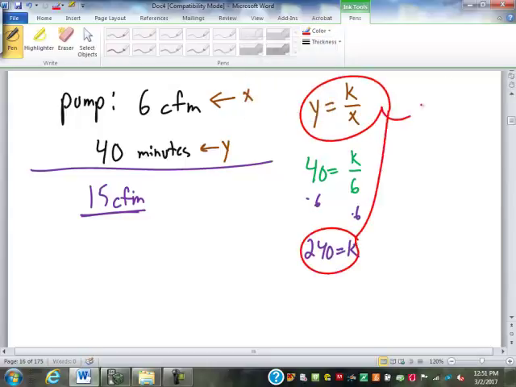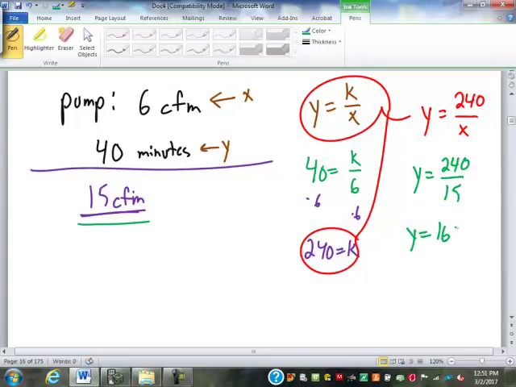So that tells us that y equals 240 divided by x. So if we switch over to the 15 cubic feet per minute, y equals 240 divided by 15, which is going to say y equals 16 minutes. So that'll be able to pump it out in 16 minutes rather than 40. Make sense? So far? Okay.